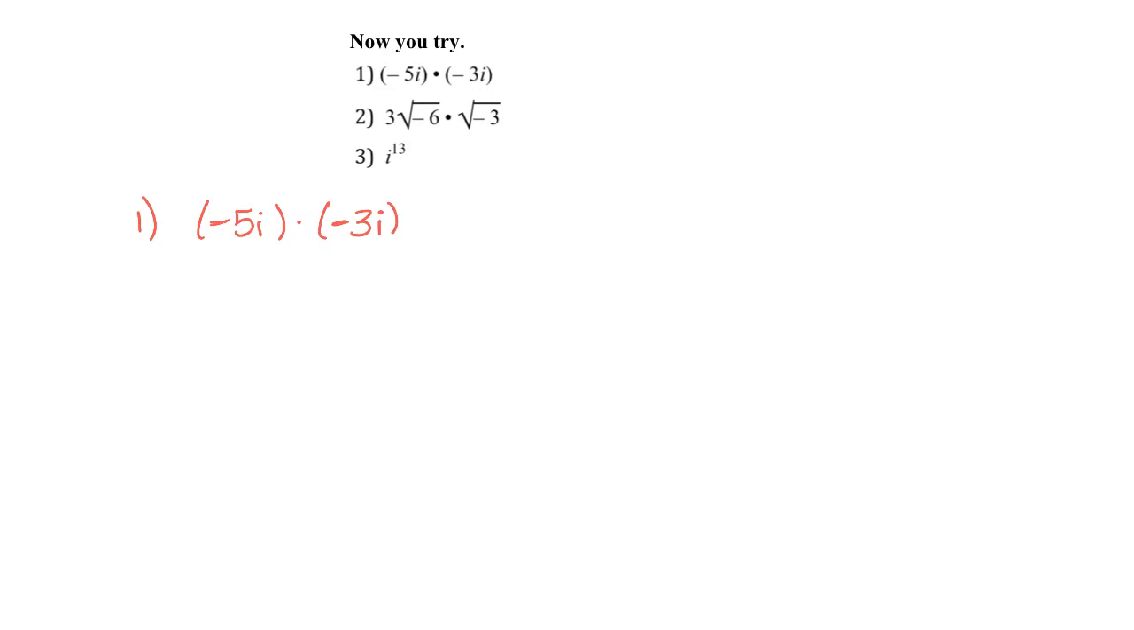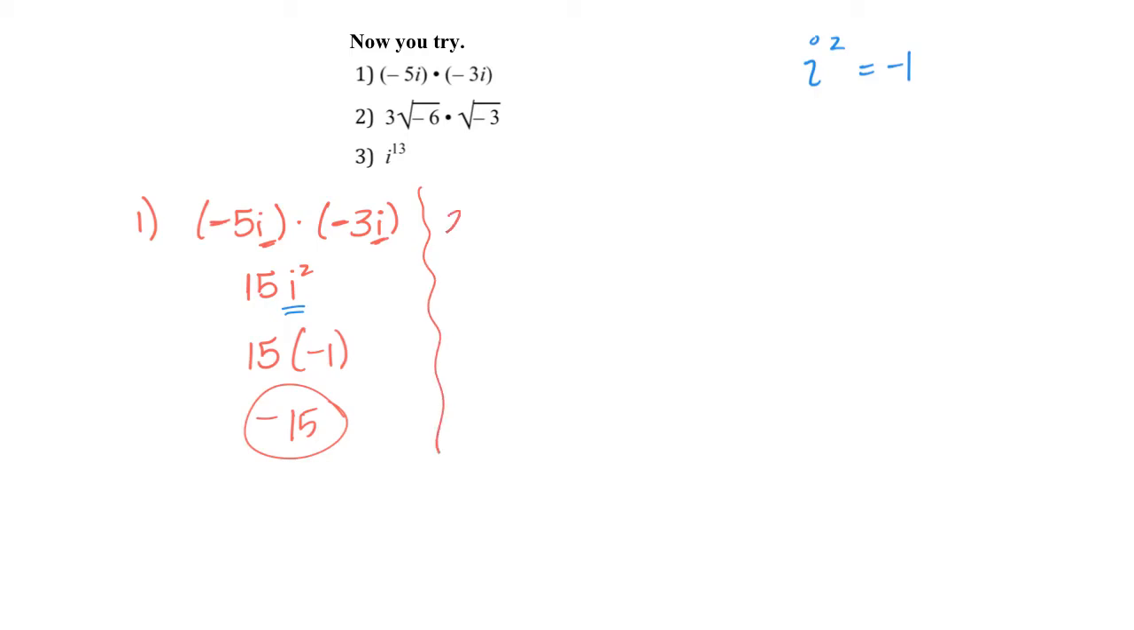-5 times -3 is going to give me a +15, and my i times my i is going to give me i squared. Now, to remind ourselves, by definition, i squared is -1. So in this position for my i squared, I'm going to replace that with a -1. So 15 times -1 is going to give me a -15. Boom.